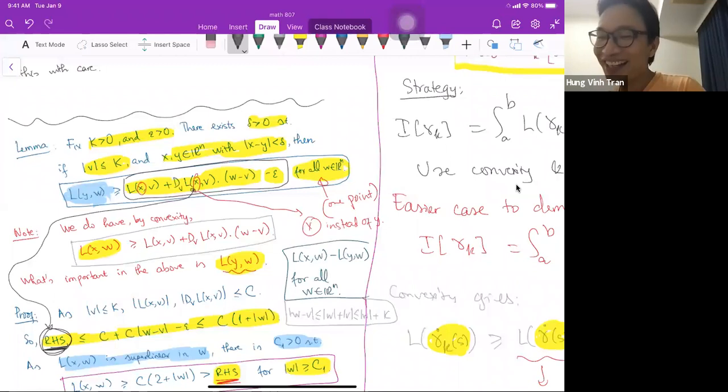I'm trying to control the right hand side. Yeah, no, it's because of my notes, I guess. The right hand side is going linearly in W, and the left hand side is growing super linearly in W. Right. So what we are saying is that we only need to control for W being bounded by a C1, something like that.